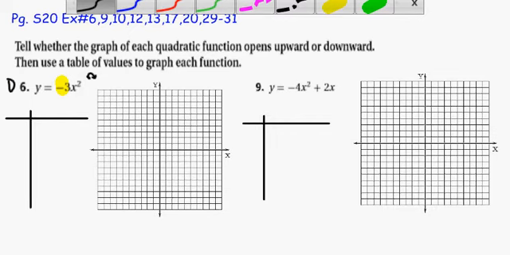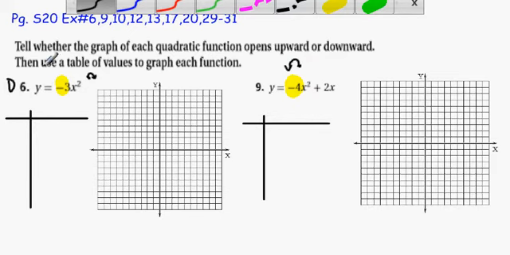Notice here, this A is also negative. So remember, A again is the number that's multiplying the x squared term. If it is negative, that means the parabola is opening downwards.